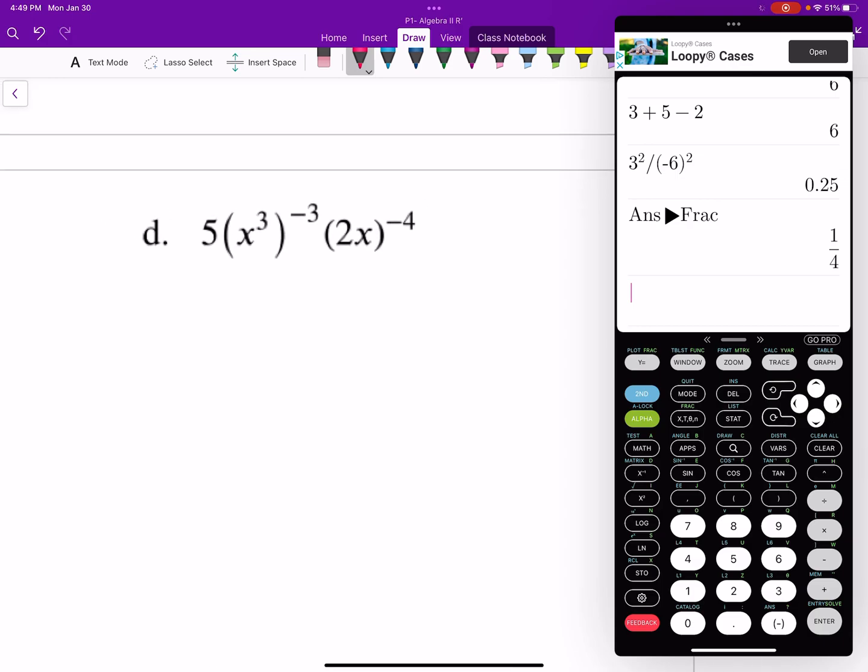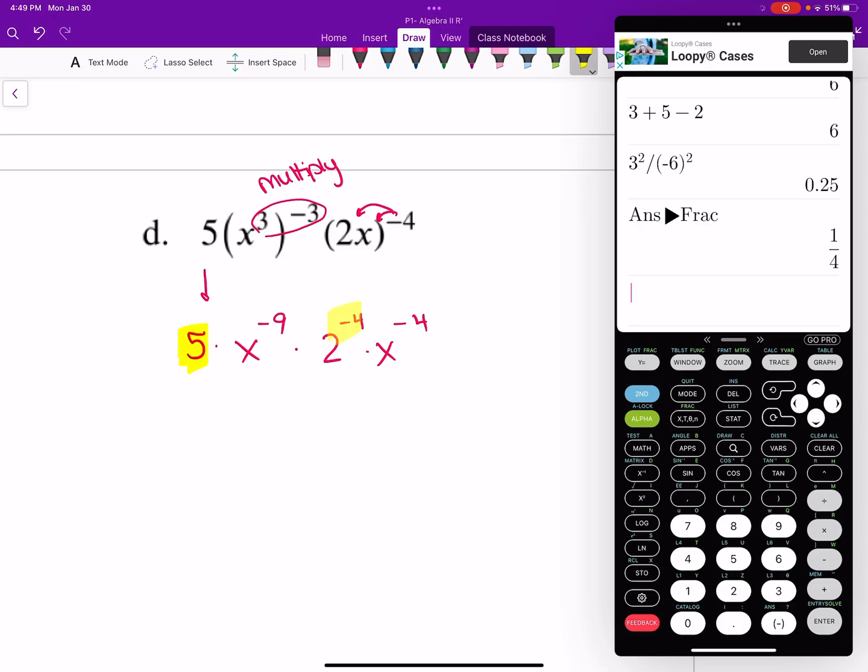For D, the 5 is on its own for right now. Power to a power, 2 exponents, we multiply. And then the last one needs a little distributing. The 2 gets the -4, and the x gets the -4.